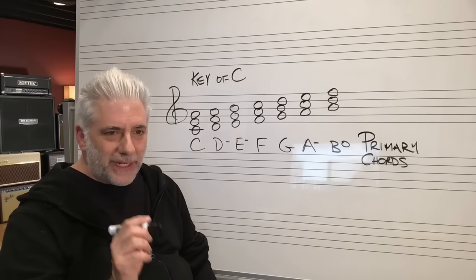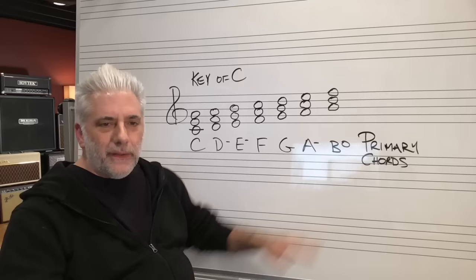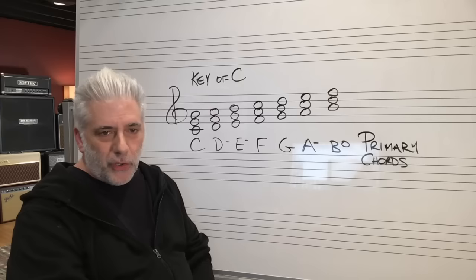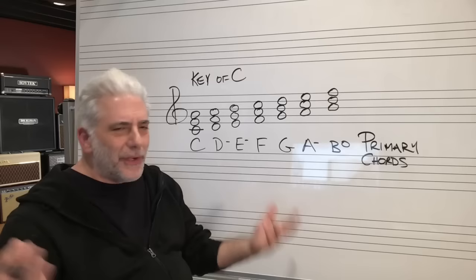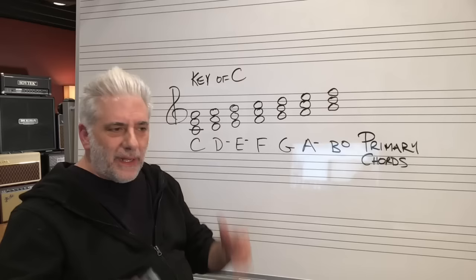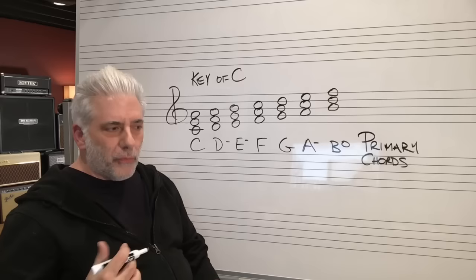Okay, this is the key of C. These are the triads in the key of C, and they are called the primary chords. Now, I just did a video about the 10 levels of harmony. There's really hundreds of levels of harmony. But some of the basic things I did, I took a 1-6-4-5 progression and I talked about how to reharmonize those four chords.